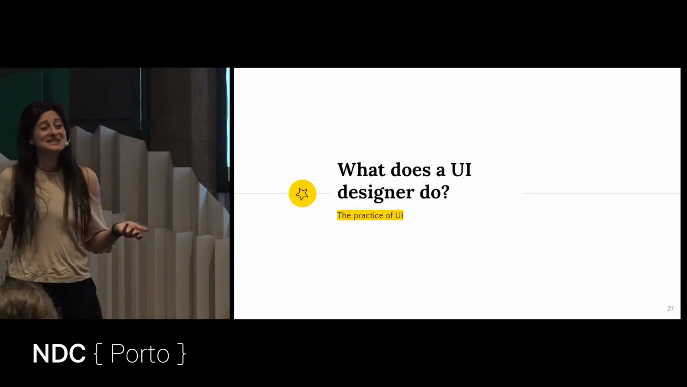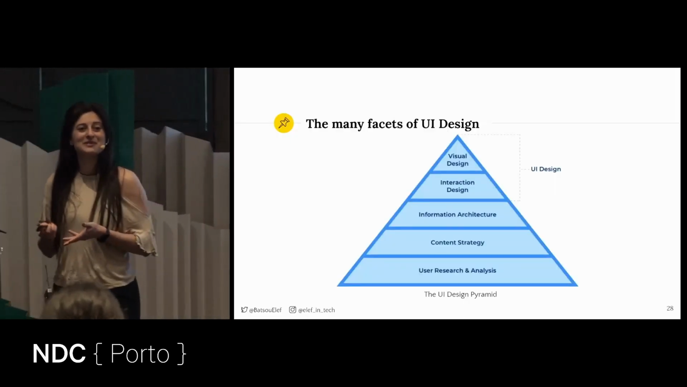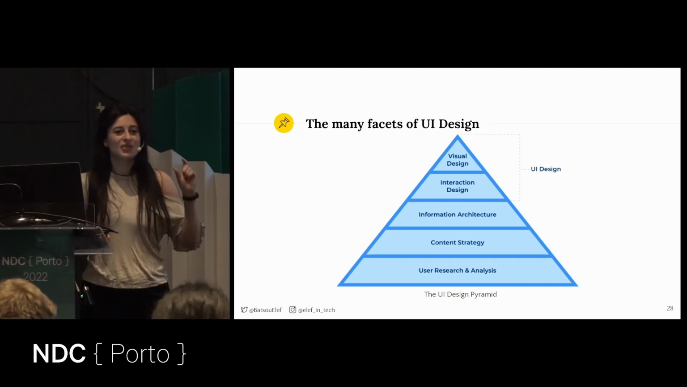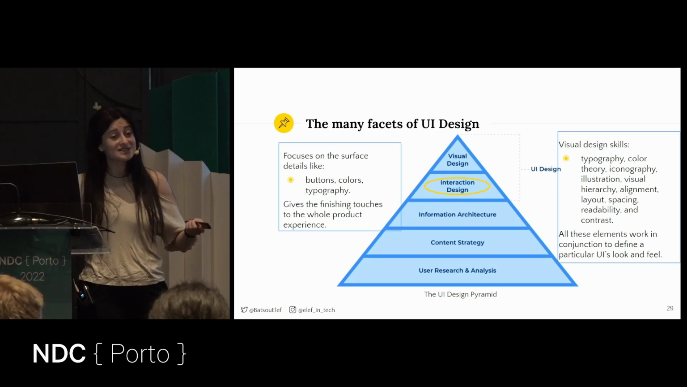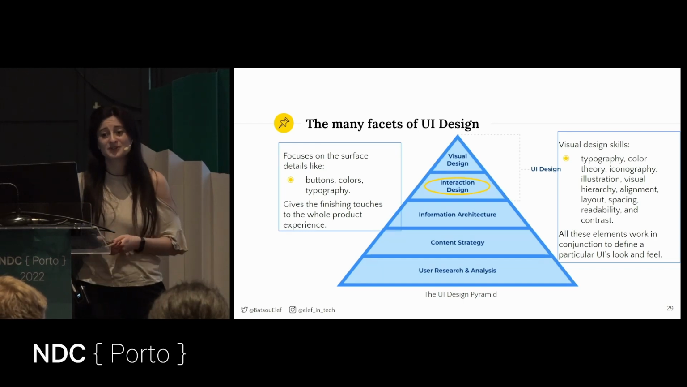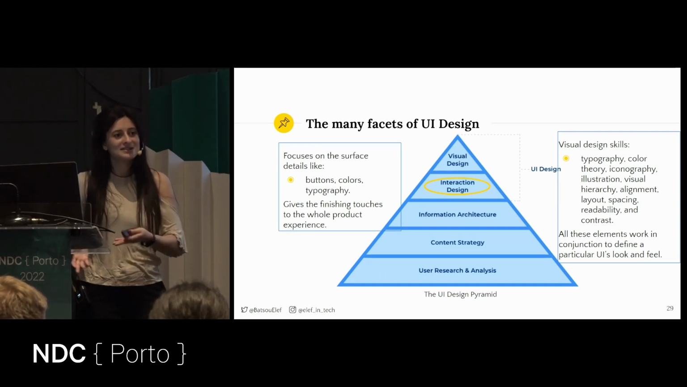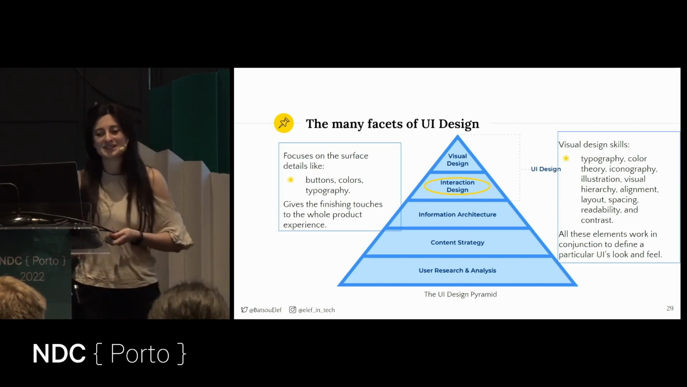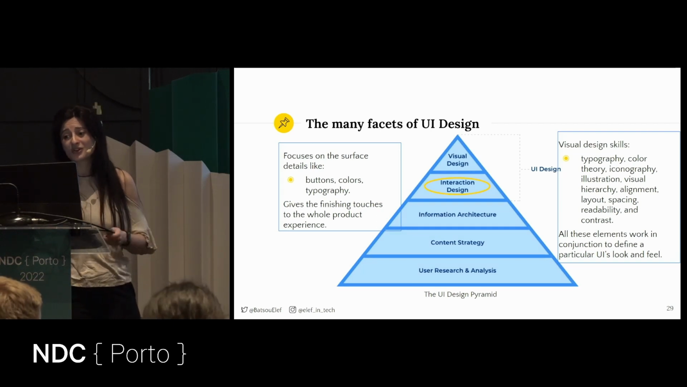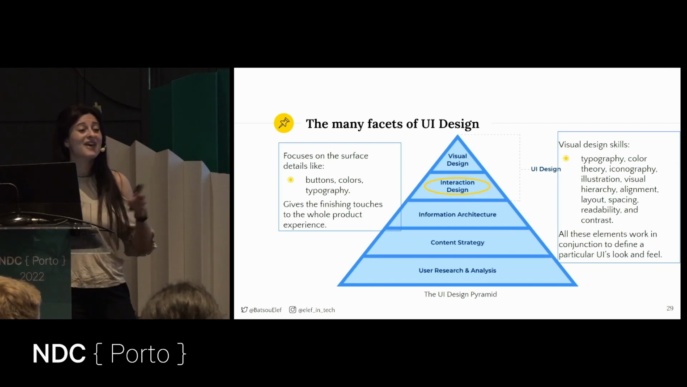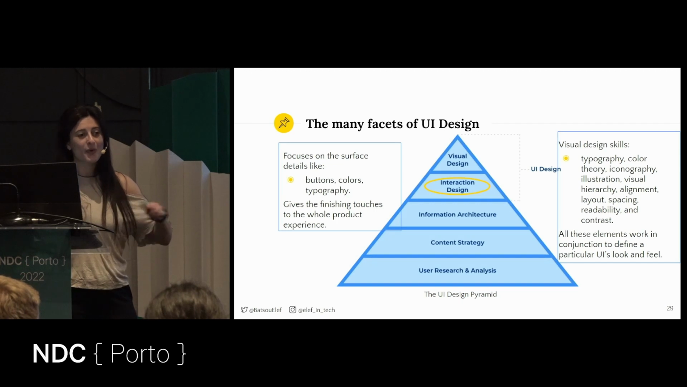Now, what does a UI designer do? We have the same pyramid, but this time we will focus on the two top layers. And here we have the interaction design, where the designer will focus on surface details like iconography, typography, and colors and stuff like that. The designer has to know a lot of things like typography, color theory, iconography, illustration, visual hierarchy, and a lot more. It's a very broad field.